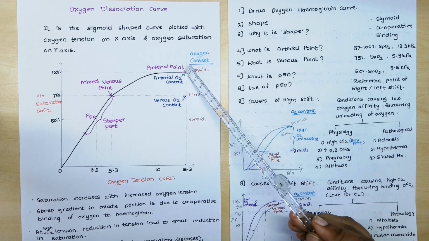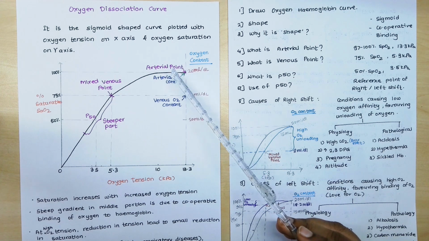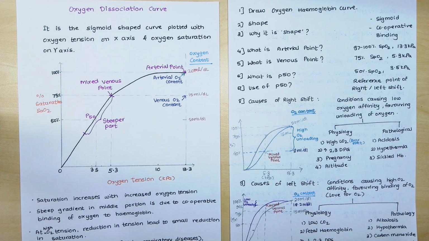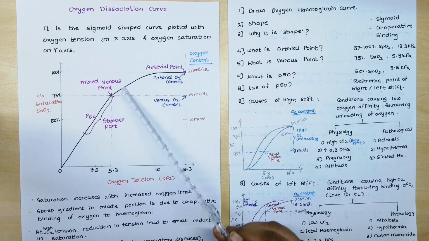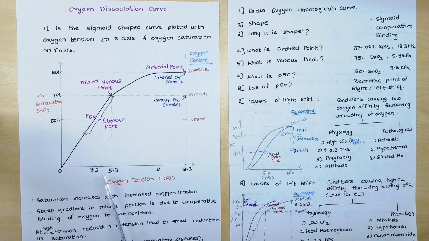At high oxygen tension, reduction in the oxygen tension leads to a small reduction in the oxygen saturation. At low oxygen tension, a small reduction in the oxygen tension leads to a higher reduction in the oxygen saturation. It corresponds to the steeper part of the oxygen dissociation curve. In peripheral tissues, oxygen tension is low, that is, the steeper part of the oxygen dissociation curve. Therefore, reduction in the oxygen tension leads to large offloading of the oxygen.